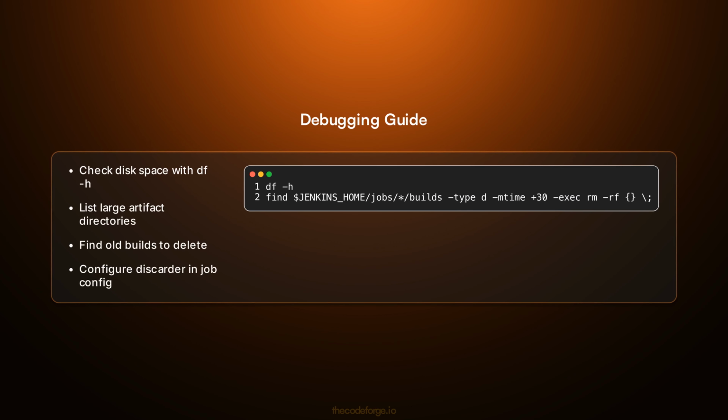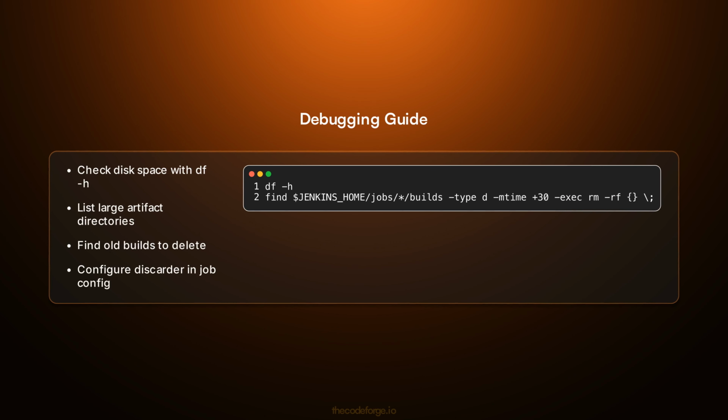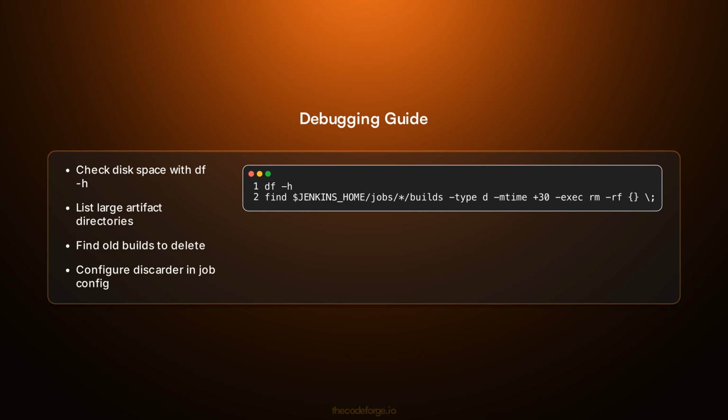To diagnose disk space issues, use df -h to check available space. Find large artifact directories with find. Delete old builds manually if needed, then configure a build discarder to automate cleanup.